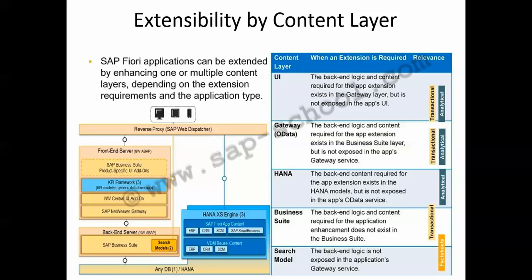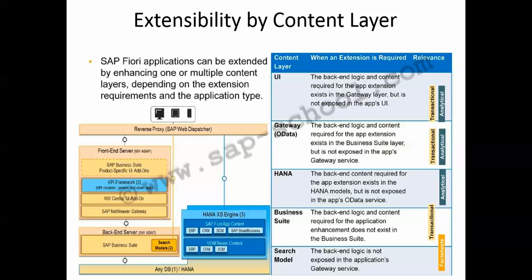On the left hand side we can see the overall high level architecture for SAP Fiori, in which we have the database, the backend server, the HANA Access Engine, then the front-end server and the reverse proxy. In the table we can see at which level each content layer requires the extension and for which apps it is relevant.